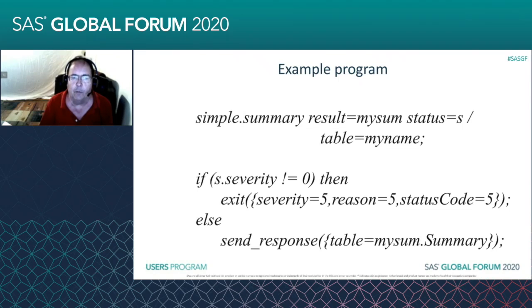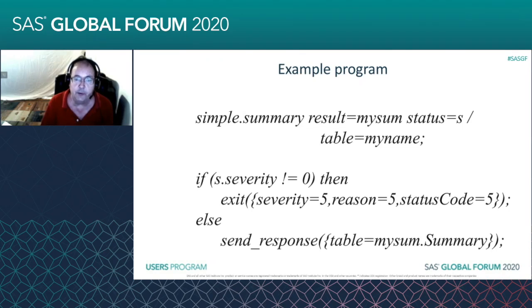If it's 0, then we're good. If it's not 0, then I'm going to set an exit status to say, I'm sorry, this did not work. That exit status is all up to you. Whatever you want it to do, that's what you could put in there.